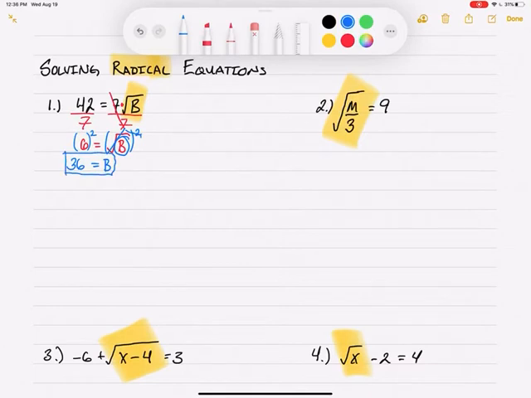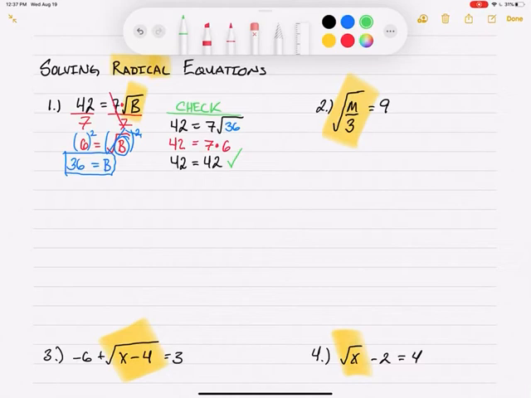Now with this, you are going to want to check your answer. So to check your answer, you would just rewrite your original equation, and you would plug in what you got for b, so that's 36. Okay, and you just want to make sure that both sides come out to be 42. So 42 equals 7 times the square root of 36, which is 6. 42 does equal 42, so we are good to go. That checks out. Our answer is accurate.